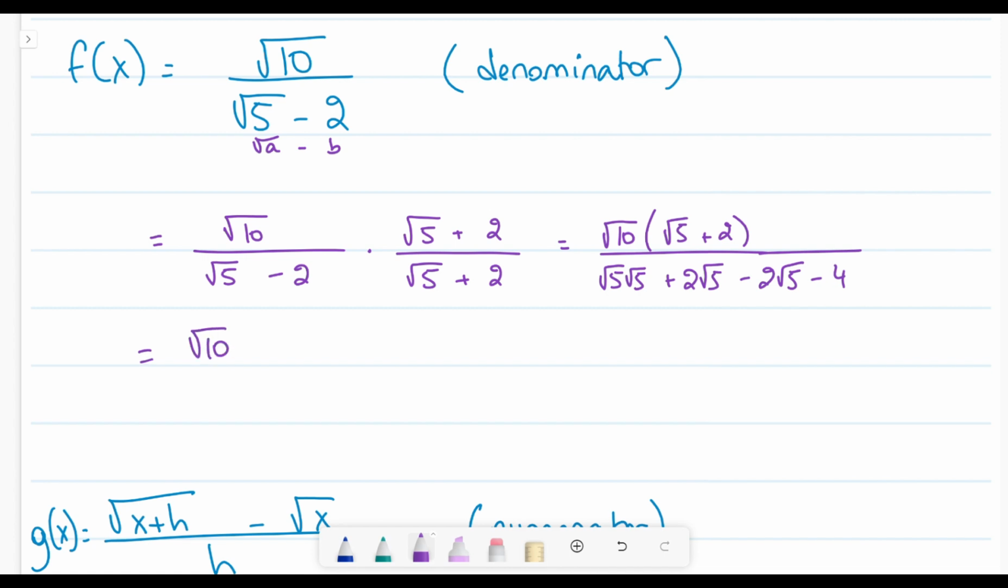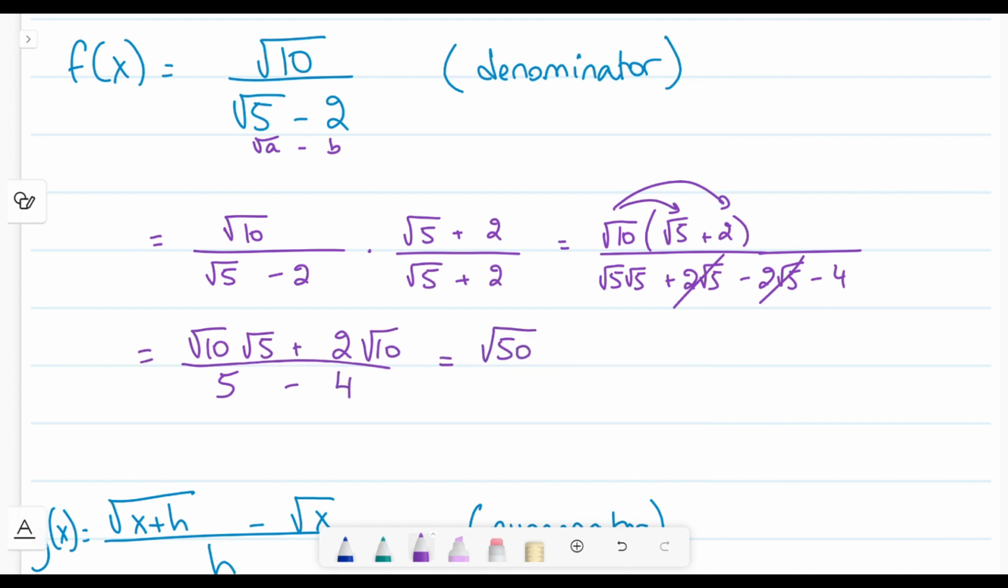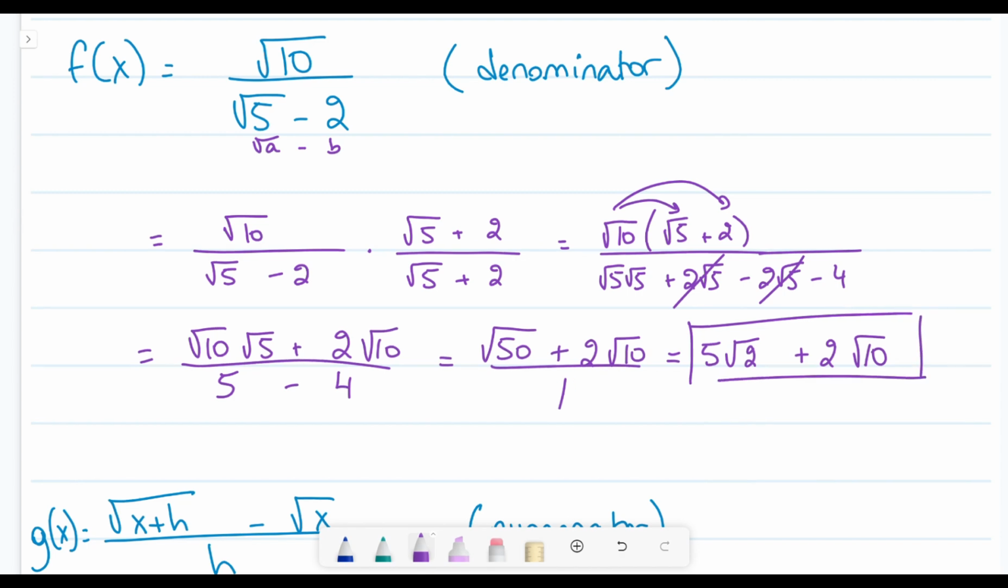So in the numerator, square root of 10 times square root of 5 plus 2 square root of 10. In the denominator, I can cancel out 2 square root of 5. I get square root of 5 times square root of 5, which is 5 minus 4. Now the numerator, I can rewrite the square root of 10 times square root of 5 as square root of 50 plus 2 square root of 10. Denominator becomes 1. Square root of 50, I can rewrite this as 5 square root of 2 plus 2 square root of 10, and this is our answer.